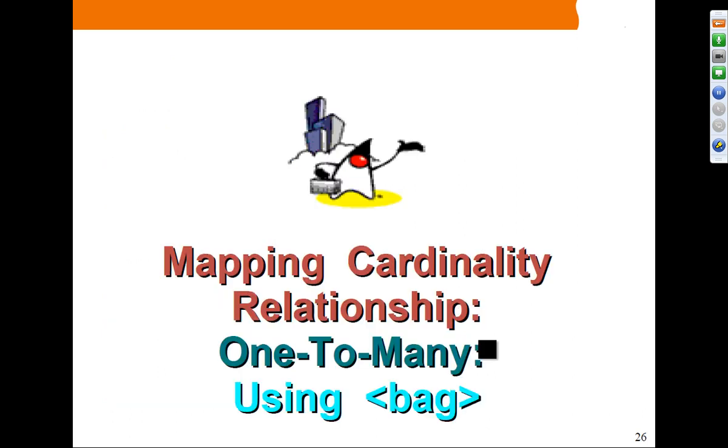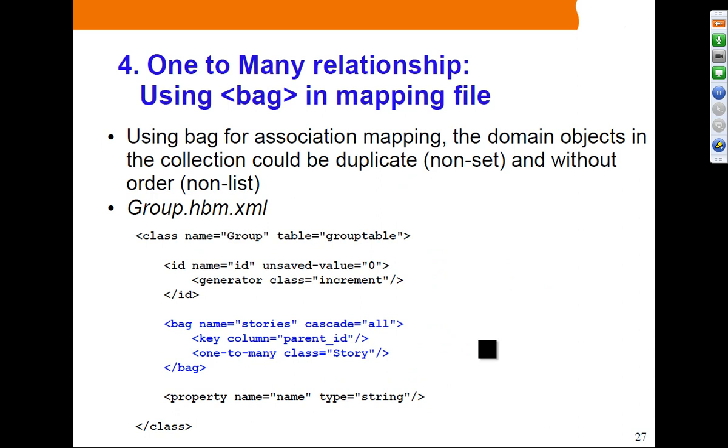Okay, the last one is a bag. A bag is a little bit special in the sense that when using a bag for association mapping, the domain objects in the collection could be duplicates. So it could actually be a non-set, and without order. So this is the most general form of mapping. I mean, that's the terminology I was actually looking for.